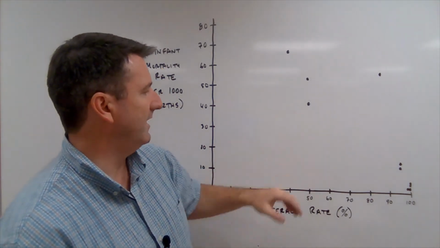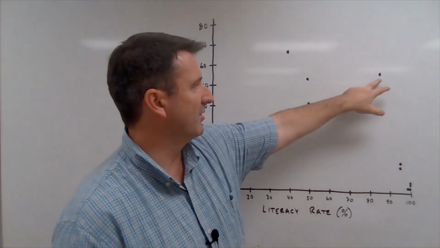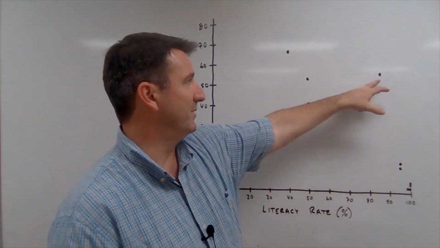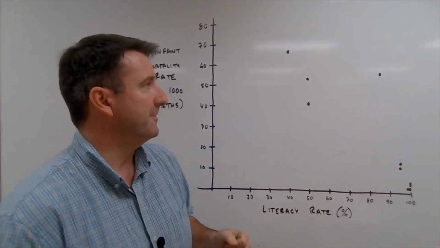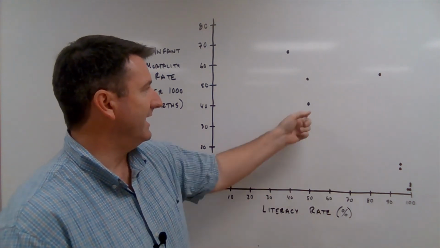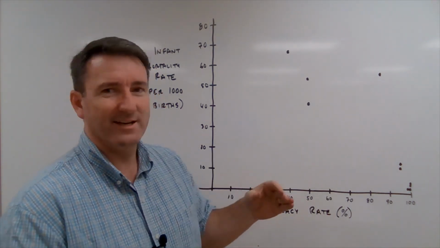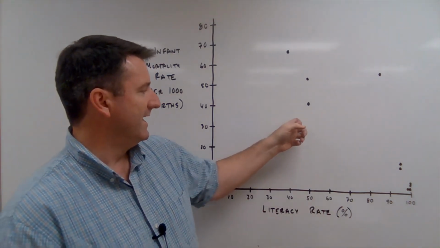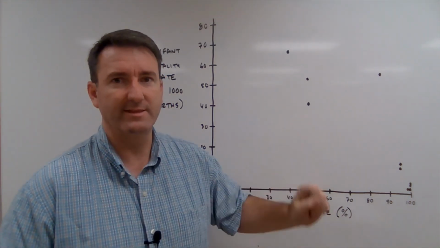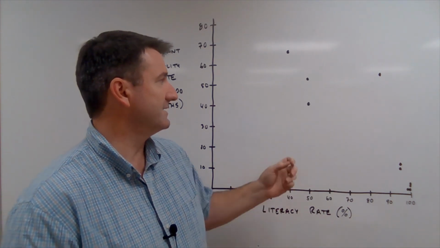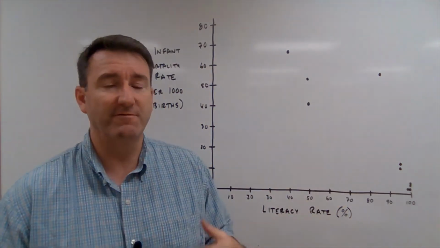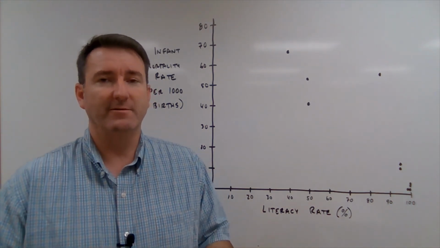There's a couple of exceptions. Burundi has a relatively high literacy rate, but also a very high infant mortality rate. And Ethiopia here has a slightly lower infant mortality rate than we would expect, given that their literacy rate is just 49%. But overall, this is a fairly strong negative correlation.